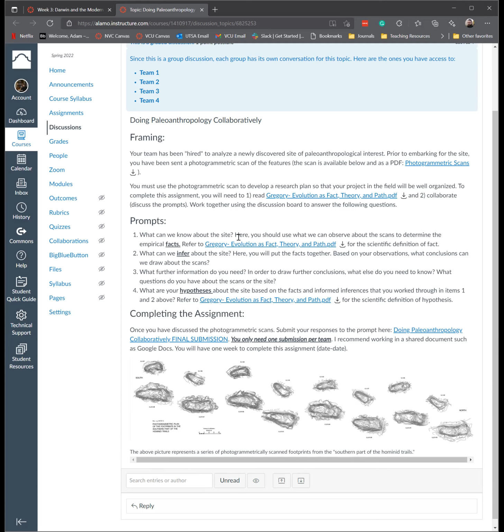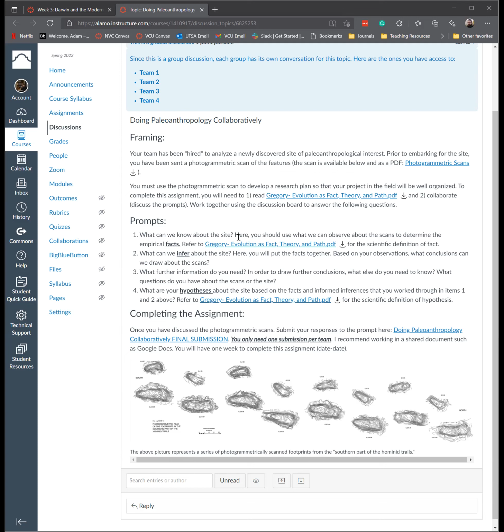So I've got this photogrammetric scan for you to look at of footprints. And that's all I'm going to tell you about them. Looking at the footprints, what you're going to do is work together to answer these four questions.